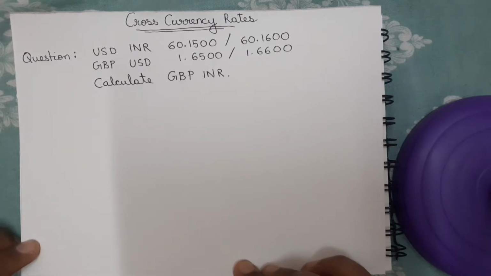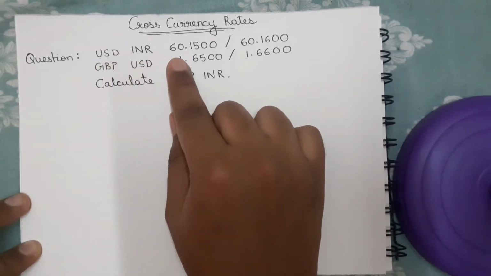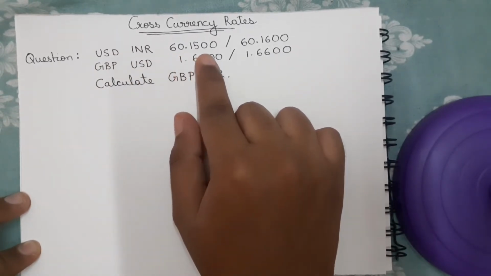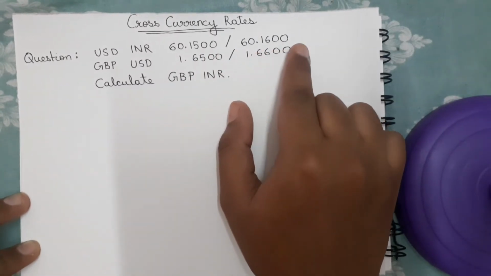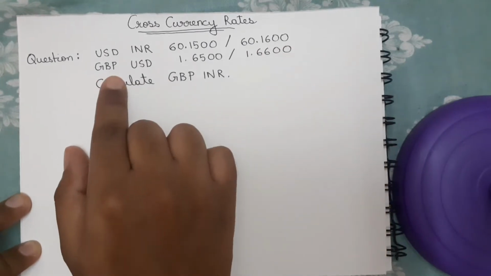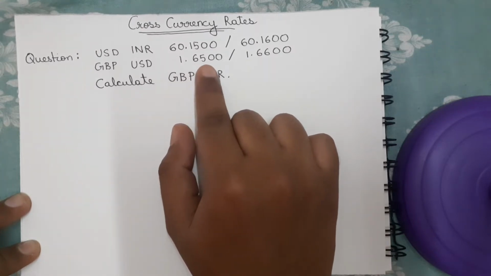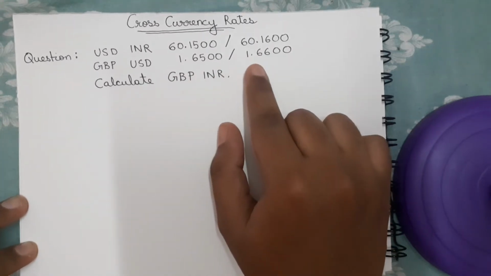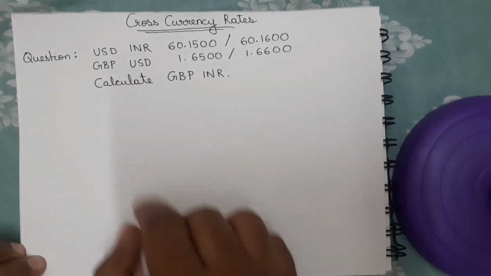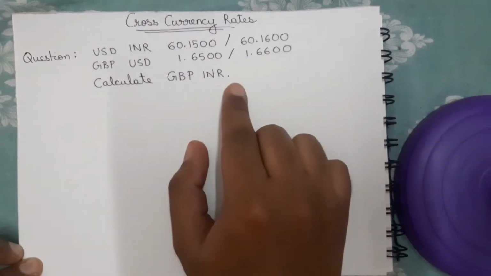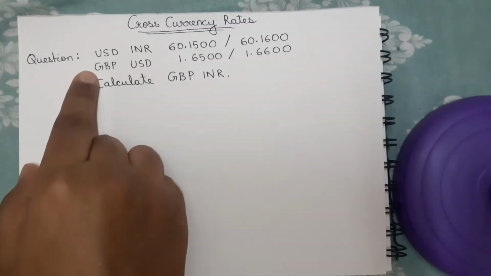So the question that we are going to solve is: USD INR bid rate is given to be 60.1500 and ask rate is given to be 60.1600. Great Britain pound US dollar bid rate is given to be 1.6500 and ask rate is given to be 1.6600. We have to calculate GBP INR. So how will we calculate it based on the given information?